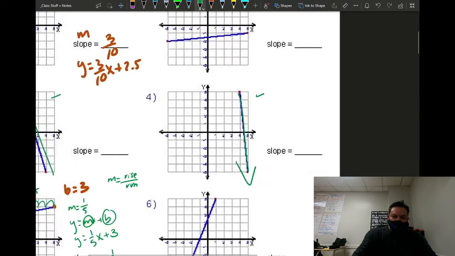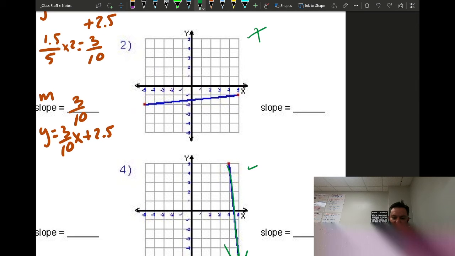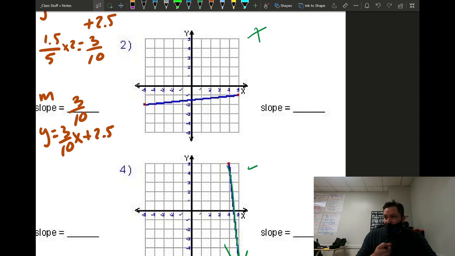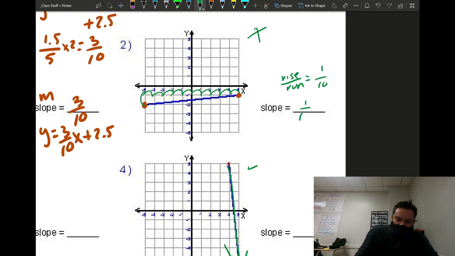Now, let's find the slope for number 2, because it doesn't have anything else. So again, it's rise over run, right? So I'm going to pick my first point and my last point. From here, I'm going to go up 1, and to get to my next point, I have to go 1, 2, 3, 4, 5, 6, 7, 8, 9, 10. So my slope is going to be rise over run, which is 1 over 10.